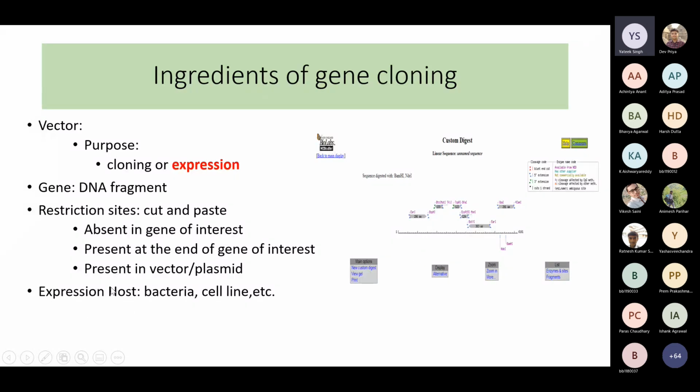Next is the expression host. We need to choose which expression host we are going to study our protein of interest in. Whether it is a bacteria, a mammalian cell line, an insect cell line, fungus, or Pichia, according to our expression host, our vector also differs. There are vectors which only express in bacteria, and others which only express in mammalian cells. So we need to choose our vector or plasmid for our purpose, whether it is cloning or expression, and which host we are going to express it in.